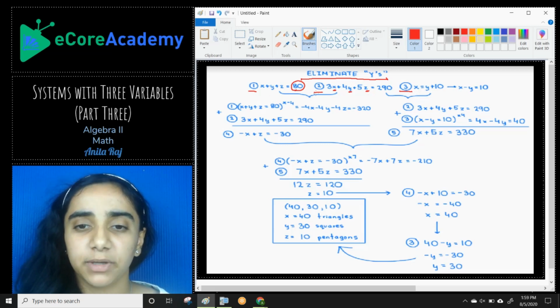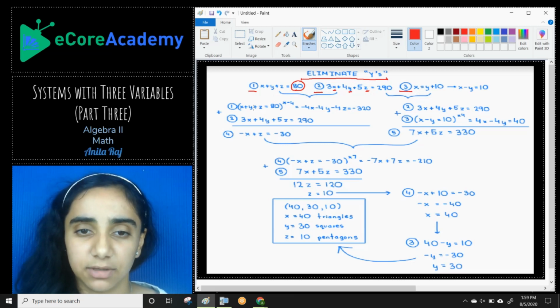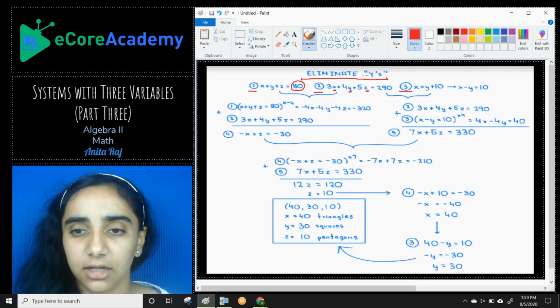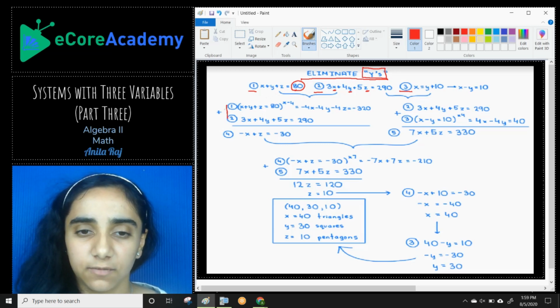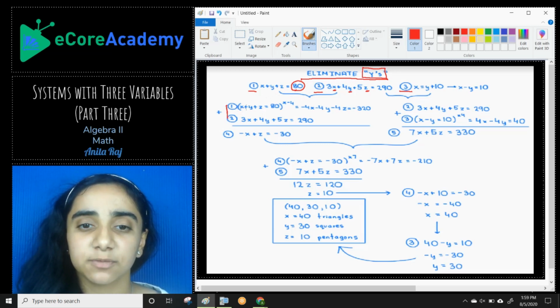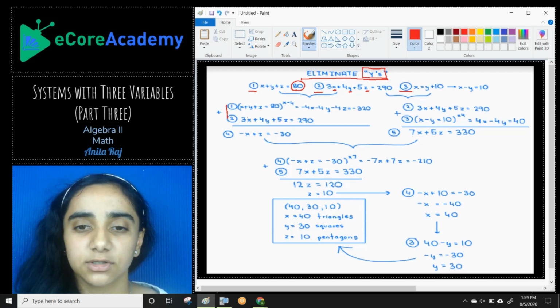So first, you want to pick two equations. I picked the first one and the second one, and you want to do the elimination method with them. I decided again up here to eliminate the Y's. So I wrote them both down right here. The first equation is X plus Y plus Z equals 80, and the second one is 3X plus 4Y plus 5Z equals 290. So what I need to do is to eliminate this Y.